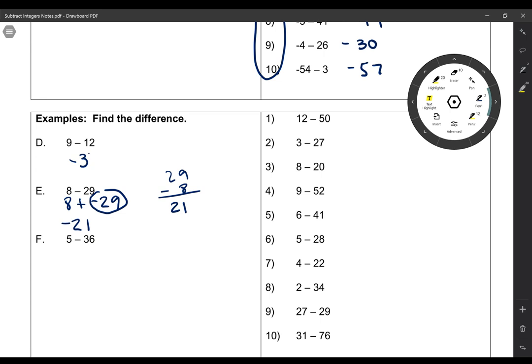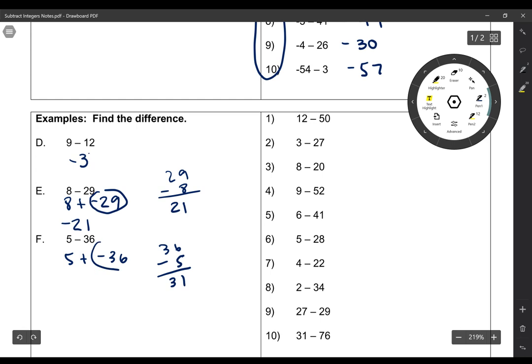And then on the next one, 5 minus 36. So that's going to be a 5 plus a -36. 36 minus 5 is 31. Negative number is bigger again, so I'll have a -31.